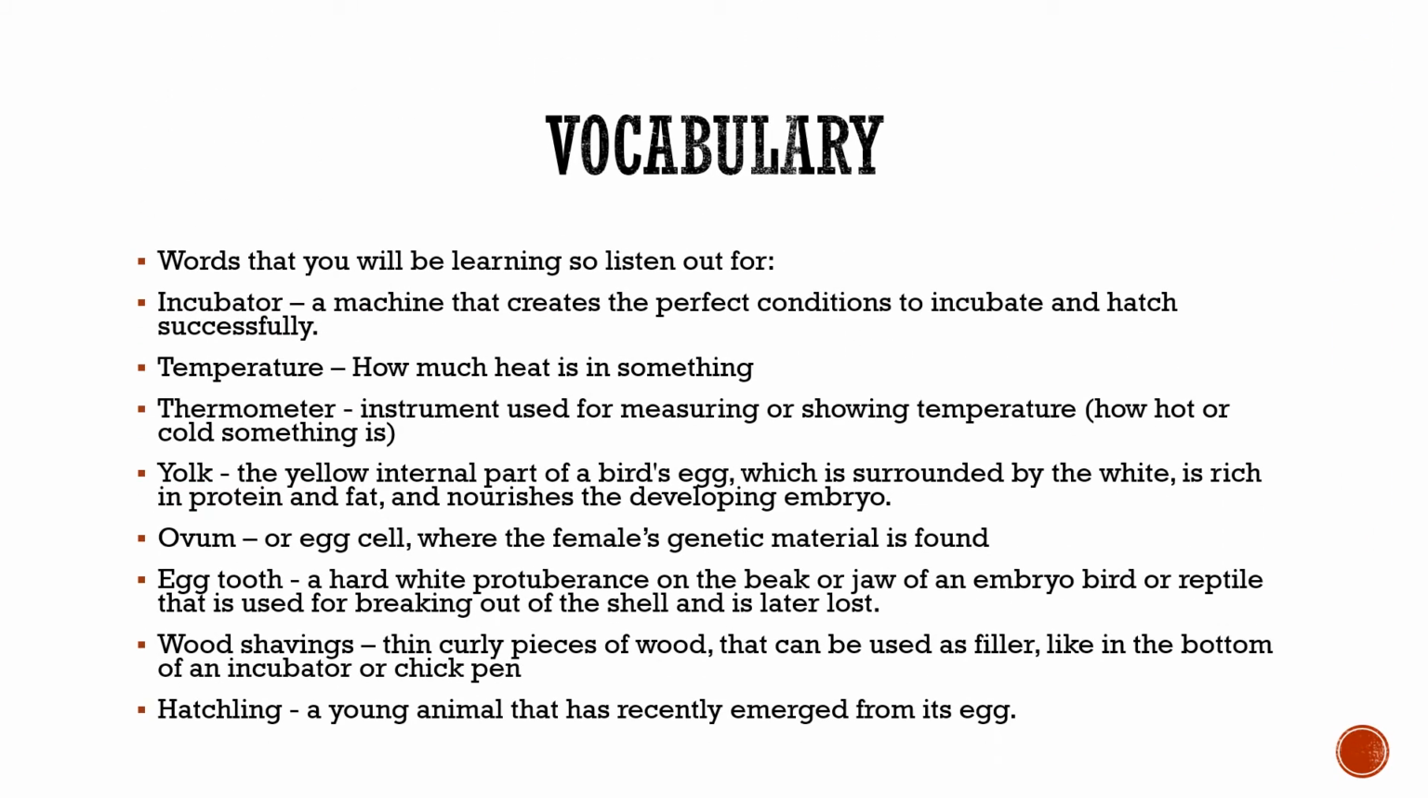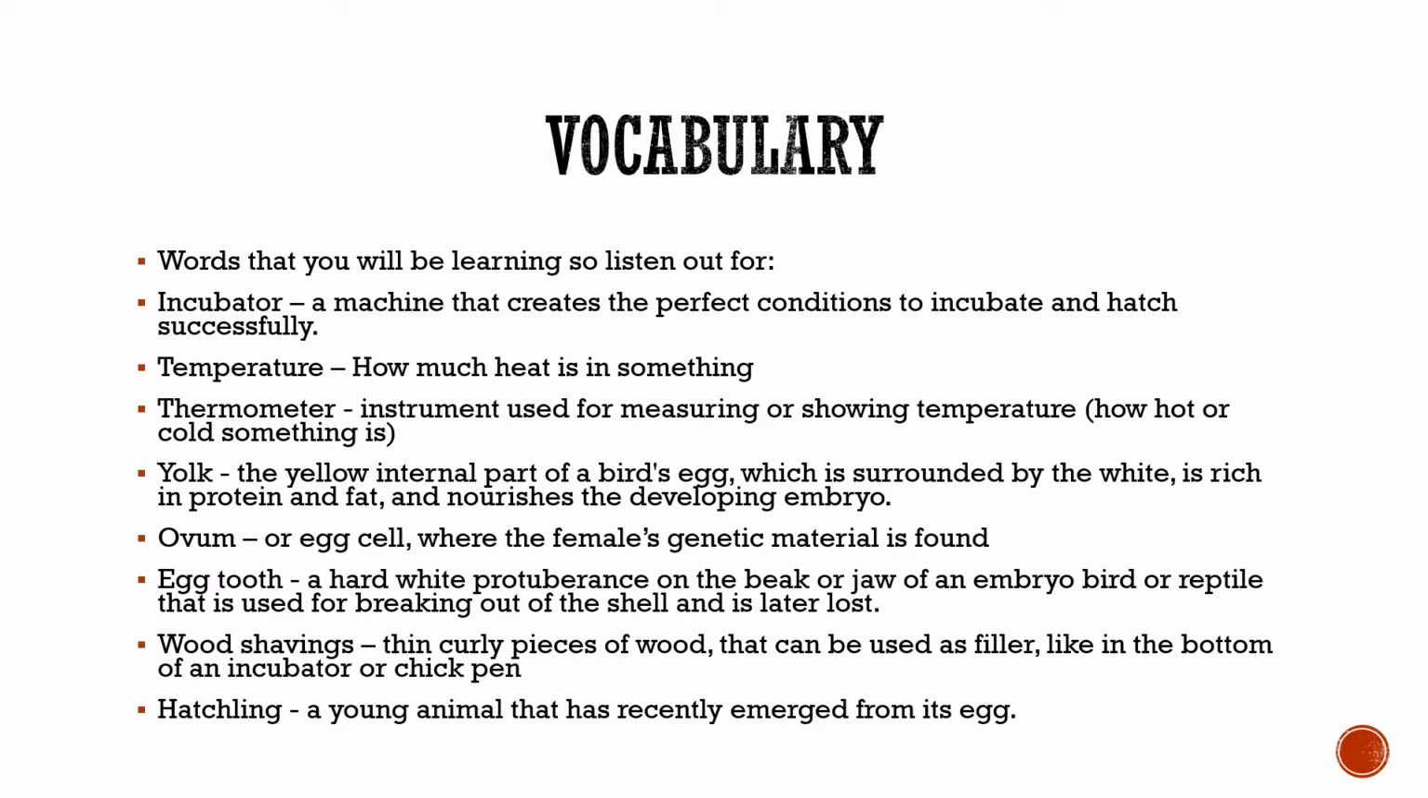Now, our vocabulary, most of these we have already hit on this week, and I just want to review those with you. Some words that you'll be learning or have learned so far are incubator, which is a machine that creates the perfect conditions to incubate and hatch successfully. Temperature, how much heat is in something. Thermometer, an instrument used for measuring or showing temperature, how hot or cold something is. A yolk, that's the yellow internal part of a bird's egg, which is surrounded by the white. It's rich in protein and in fat, and it nourishes developing embryos.